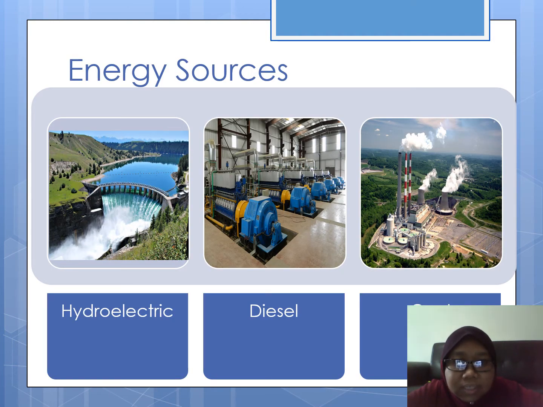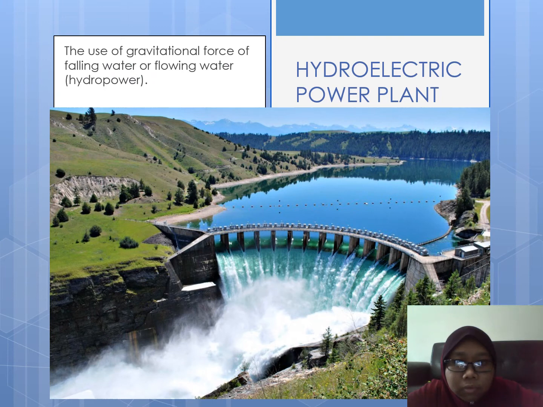Okay, these are the energy sources that we discussed previously, non-renewable and renewable. So hydroelectric is renewable, diesel and coal are non-renewable. Okay, this is how the hydroelectric power plant looks like. So this is the dam. Okay, for example, here we have Tasik Kenyir. Who is from Terengganu? You are using electricity from the Tasik Kenyir dam.